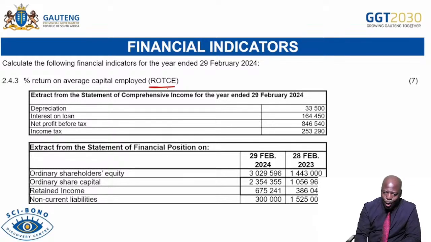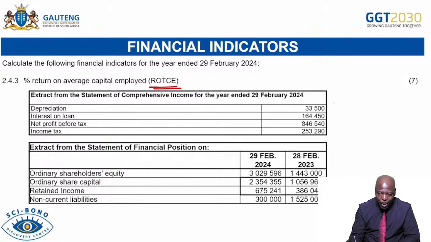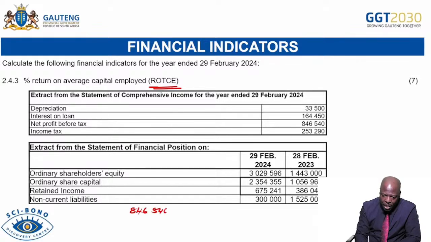And then lastly, we're going to do the return on total capital employed, return on average capital employed. So, very important that we get the formula right. And remember when I showed you the formula sheet, it was that longest one. All right. So it is your net profit before tax. So I'm going to have my net profit before tax here. And it's 846,540. And then remember, I'm going to come and add my interest on loan. That is plus 164,450. So I'm adding that.